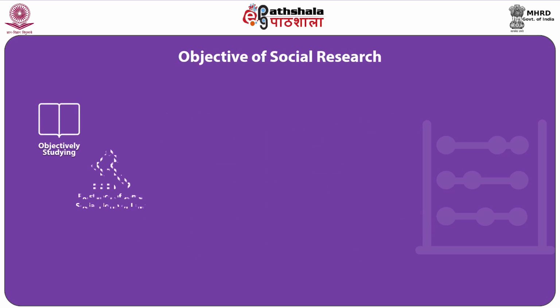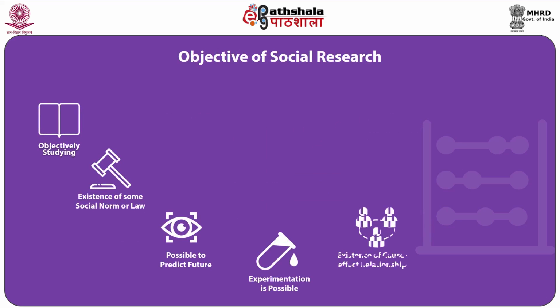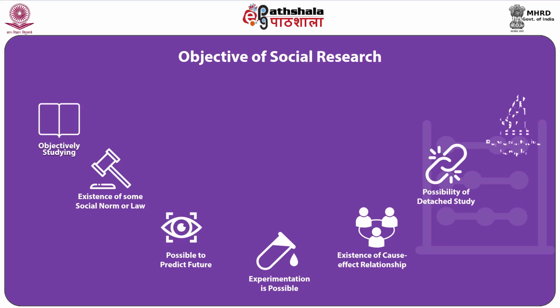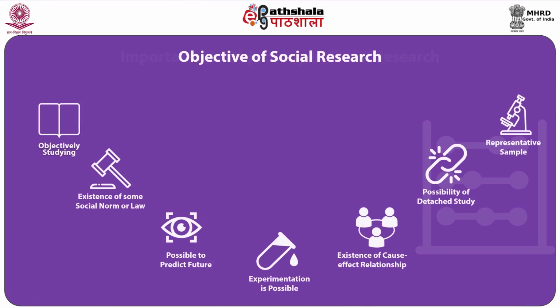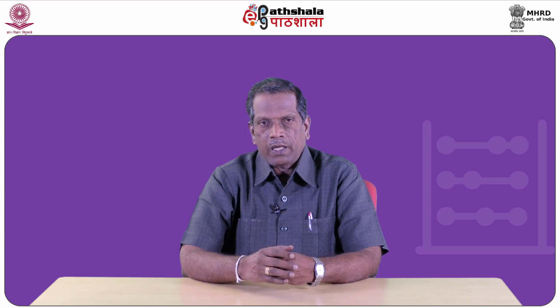Objectives of social research. Generally, social research has certain objectives, wherein the first and foremost one is studying objectively. In the disciplines of social sciences, the researchers presume that they will be able to study or investigate the social problems in an unbiased manner. Secondly, existence of some social norm or law. It is generally presumed that in any society there is some kind of natural law or norm, and any social event occurs based on it. Because of this social norm, prediction would be fairly easy in social sciences.